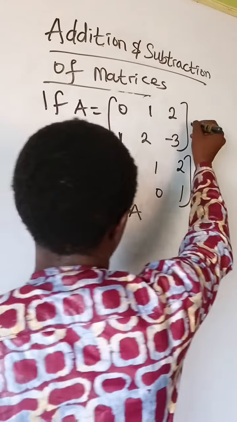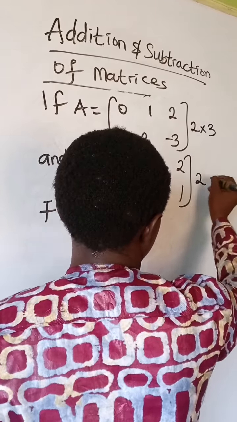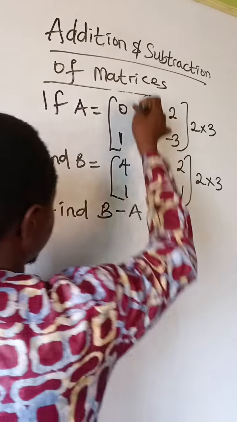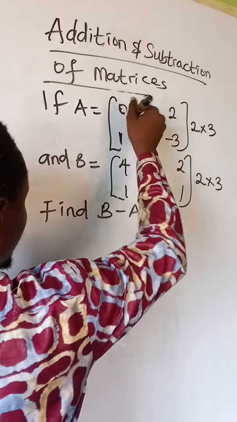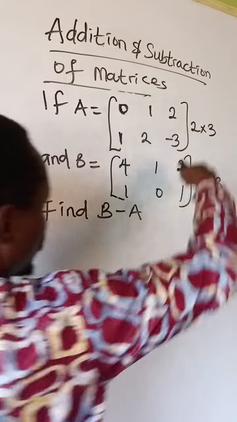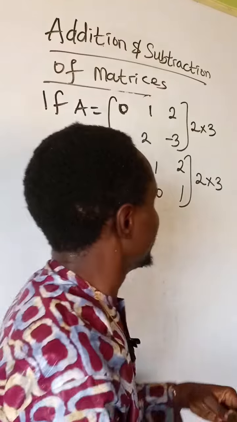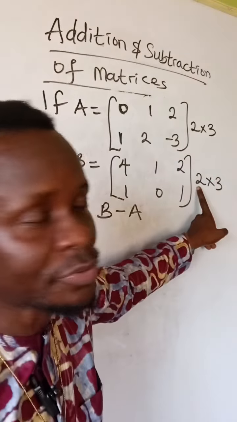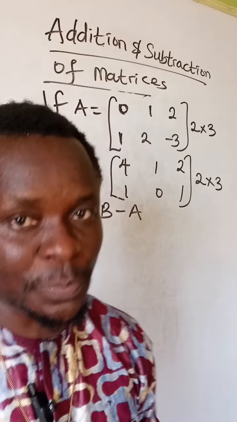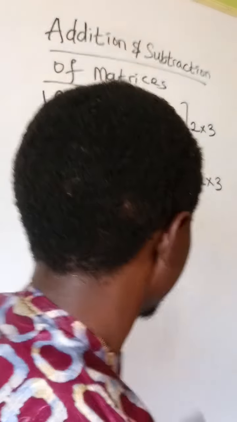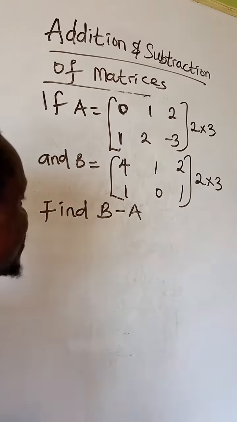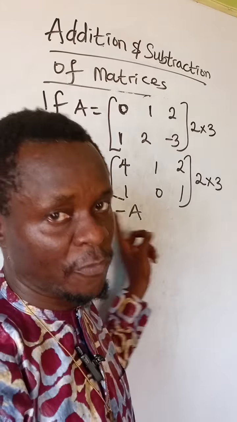Now this is a 2 by 3 matrix. Why? Because it has 2 rows and 3 columns. Mind you, these are the columns, the vertical, and the horizontal: 1 column, 2 columns and 3 columns. So you can see, because they have the same number of rows and the same number of columns, then we can add or subtract them together. Alright, let's do that. We have to find B minus A, which means that B will come before A.